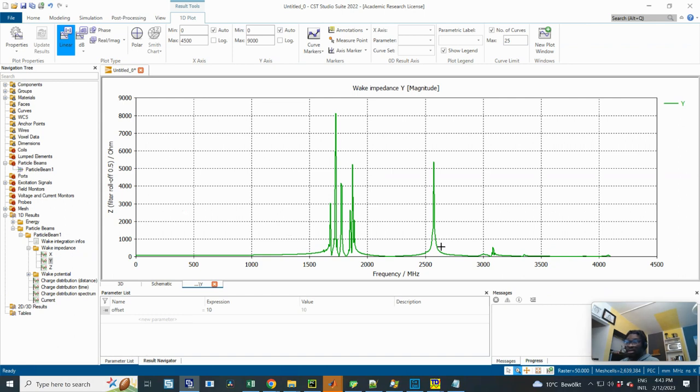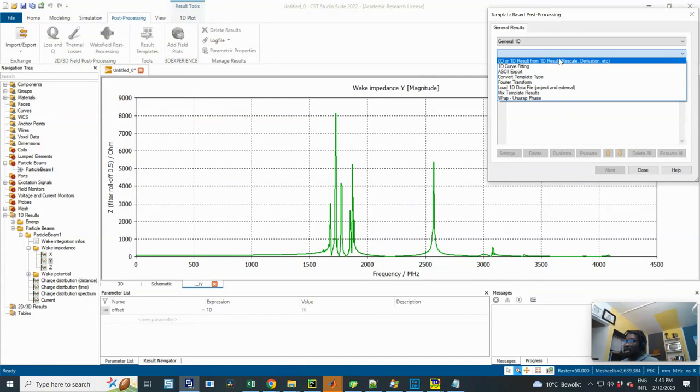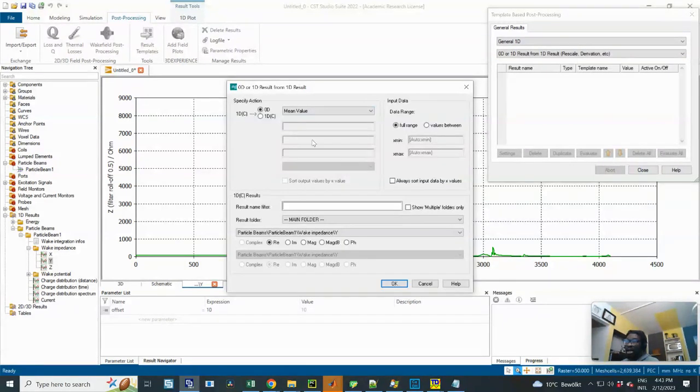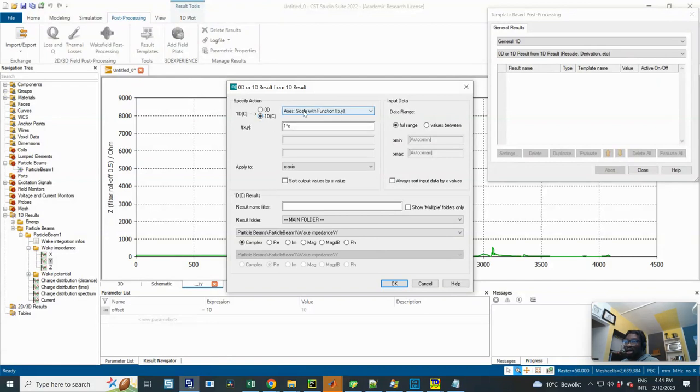So back to this, we go to post processing and then 1D result, because this is a 1D plot, and then we go to 0D or 1D result from 1D result. And then what we want to do is divide, so kind of like a scaling. So we go to 1D result and then axis scale with function f of xy. Now what do we want to do? I'll convert it to kilo ohms per meter, not meter square.